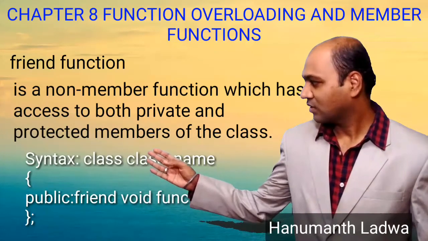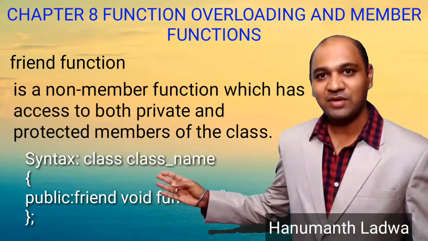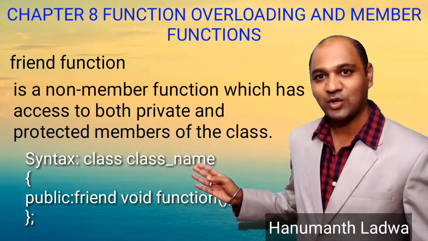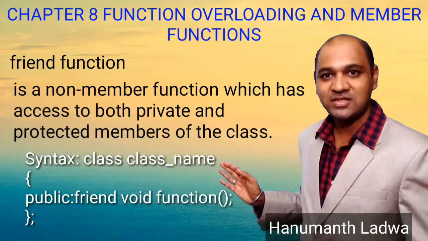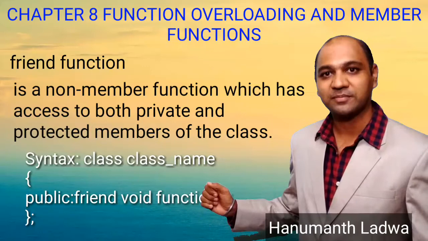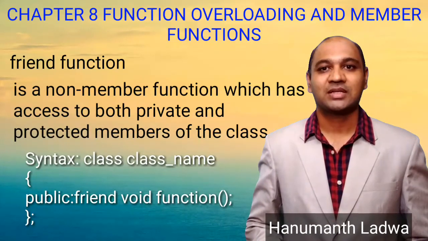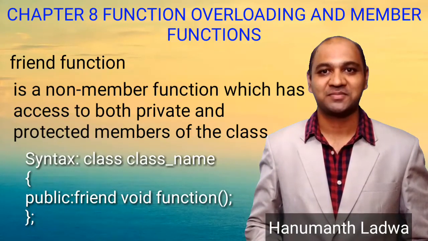Here you can see class name, curly open brace, and then we are going to write public colon friend, and then void, name of the function, and empty parentheses, semicolon, then curly closing brace and a semicolon. Now we'll see a programming example that computes the average of two numbers. For that I will take you to my laptop screen.